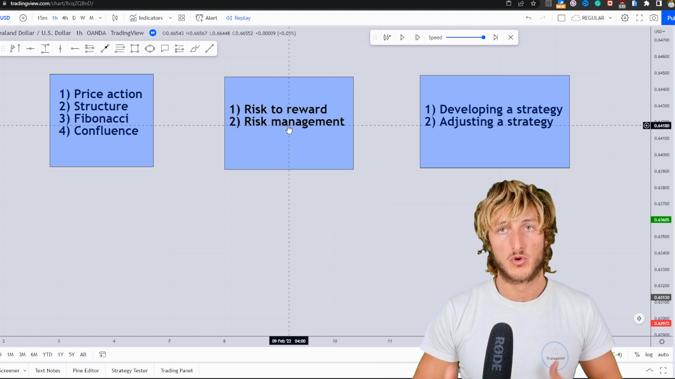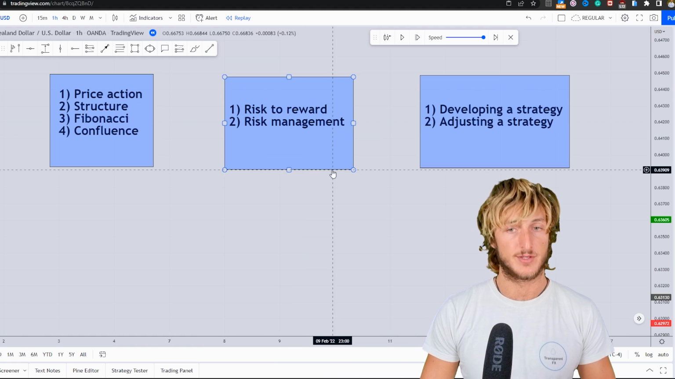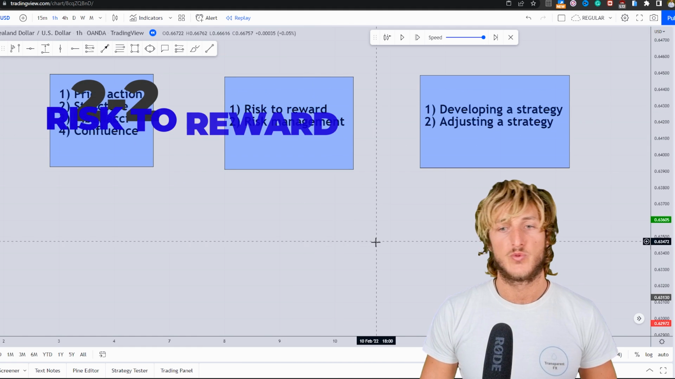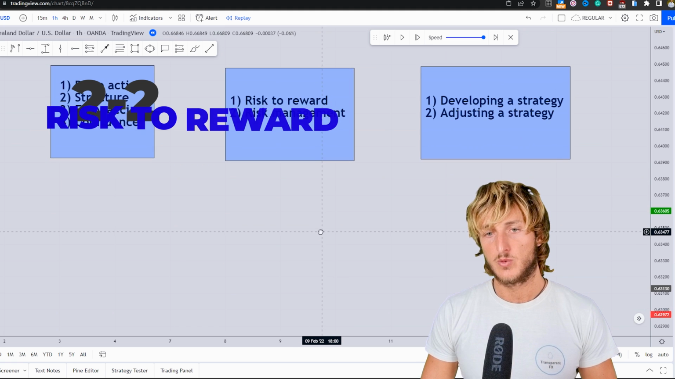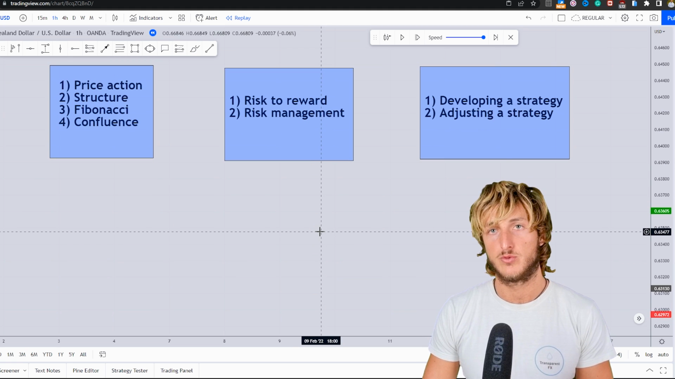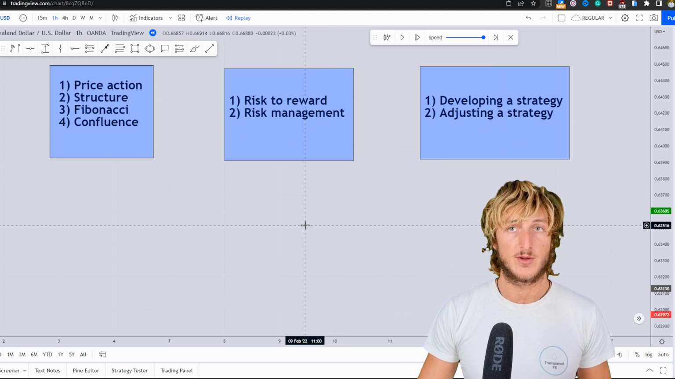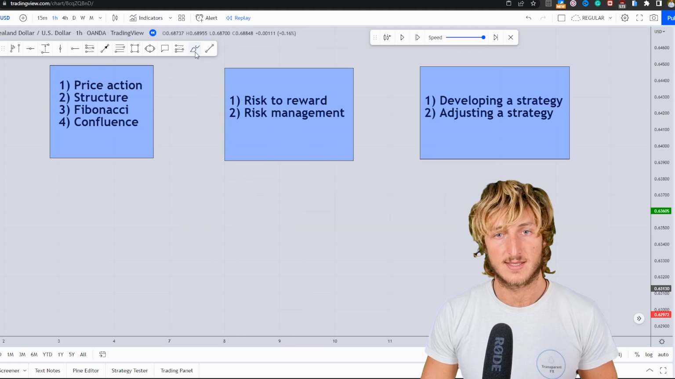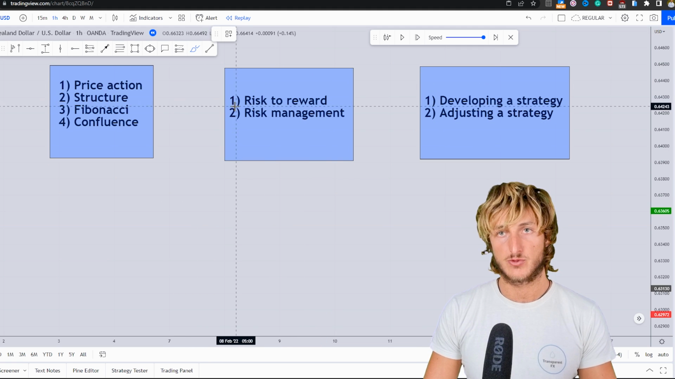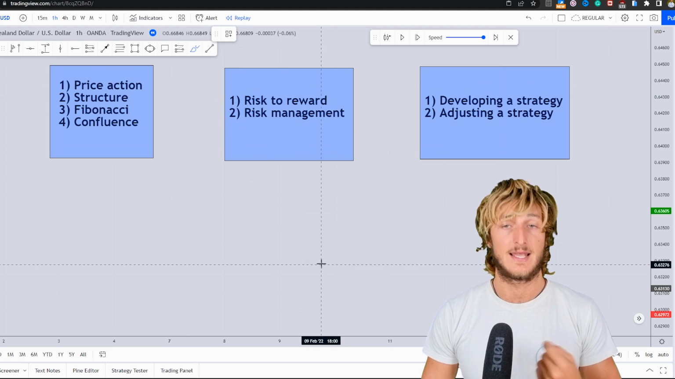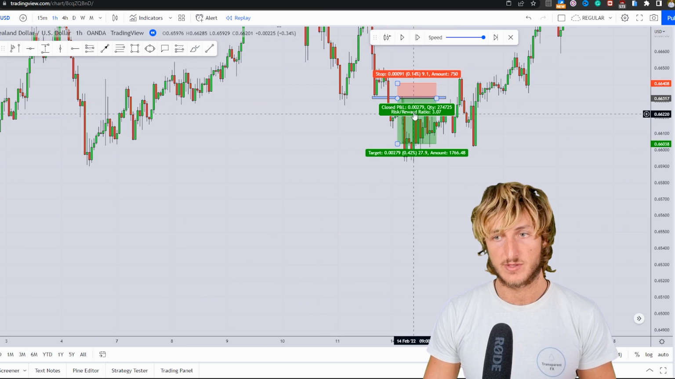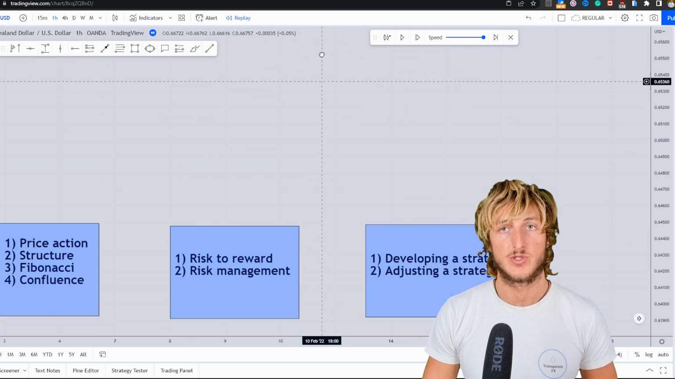So you already know more or less what the statistics of the strategy are. When it comes to risk to reward, you want to have at least a 1 to 2 risk to reward, or even better, 1 to 3. Why is that? Because if you have a high risk to reward like 1 to 3, like this strategy usually provides, we have seen that, for example, here we had a 1 to 3 risk to reward.